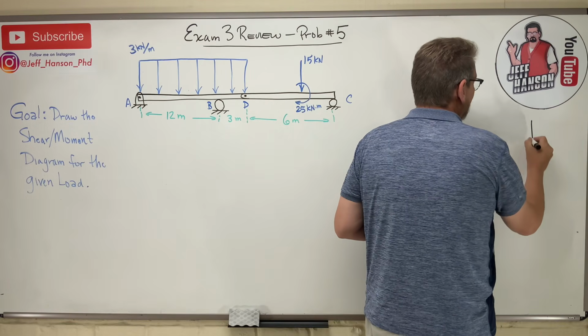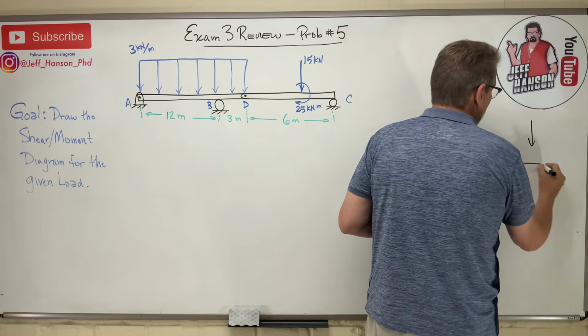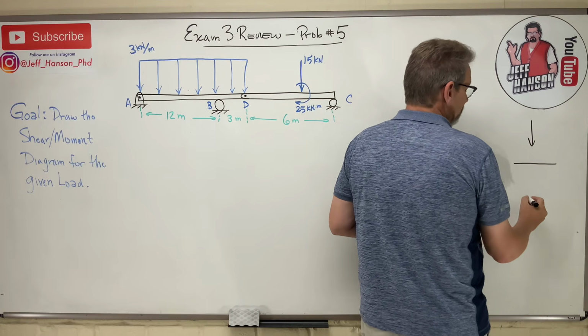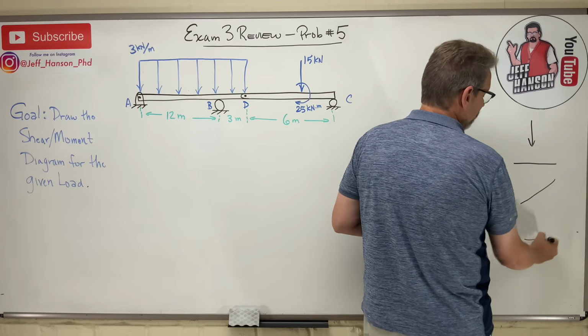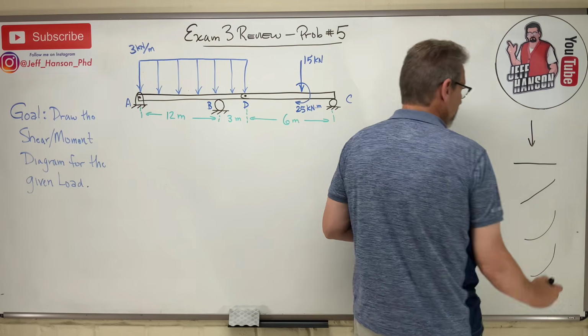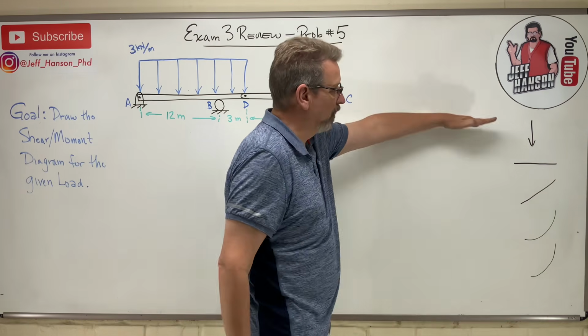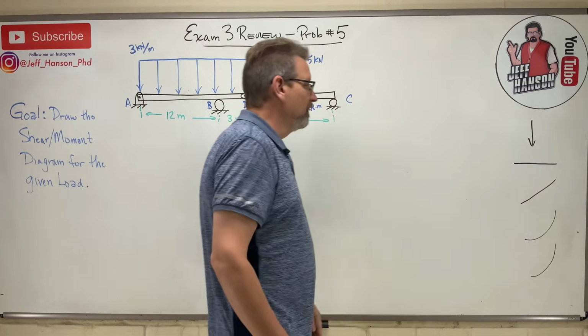If you have a concentrated load, the next graph down is going to have a distributed load. The next graph down from that is going to have a slope, and the next one down from that is going to have parabolic and then cubic, okay? The order of the lines. As you go down, depending on what you have, that's how they go.